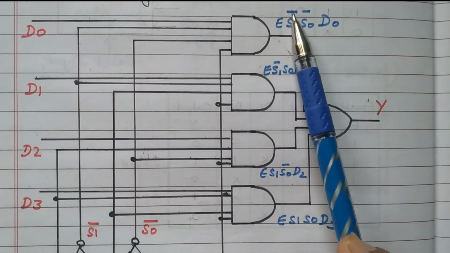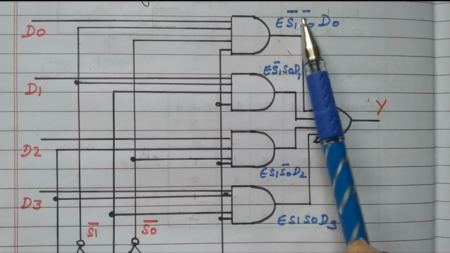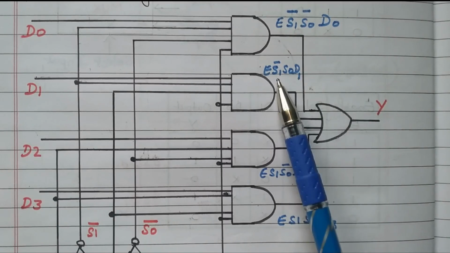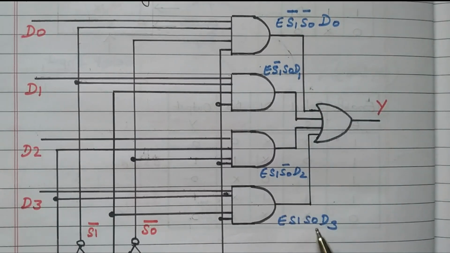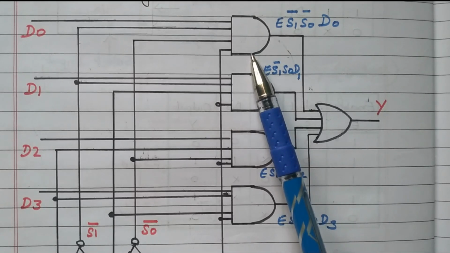The bar, the complement, refers to 0: 0 0, 0 1, 1 0, 1 1. Because of 2 selection lines, there are 4 combinations available. These 4 combinations are connected to the AND gates. So each AND gate has 4 inputs.